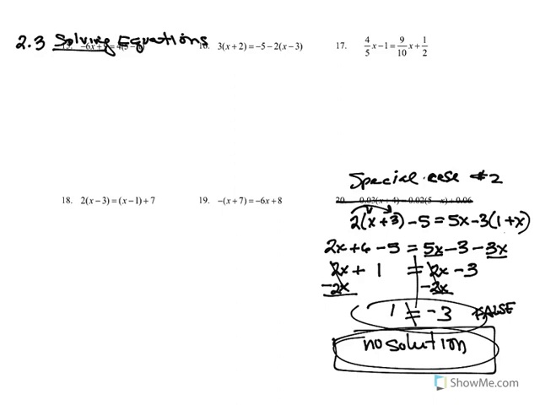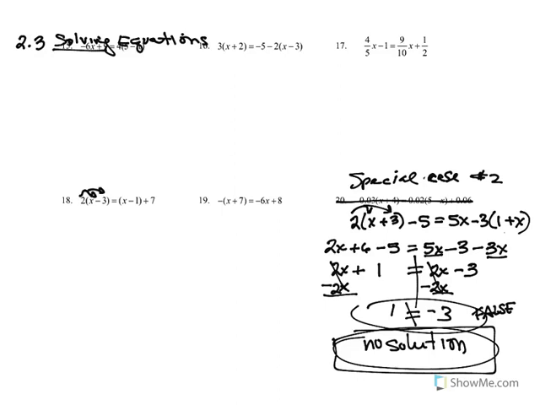That is the answer. Okay, so special case 1, your variables cancel out, you end up with a true statement, all real numbers. Special case number 2, your variables cancel out, you end up with a false statement, it's no solution. Okay, all right, so let's go.